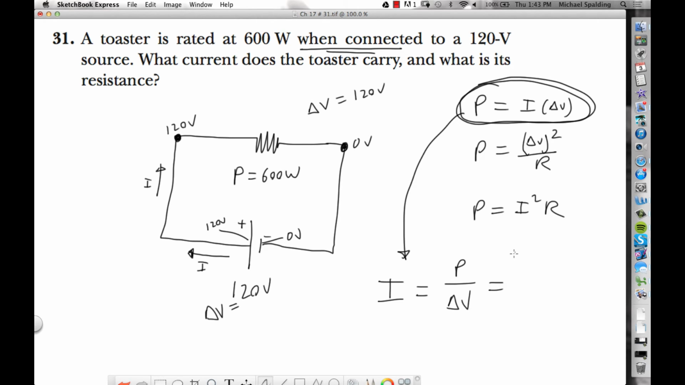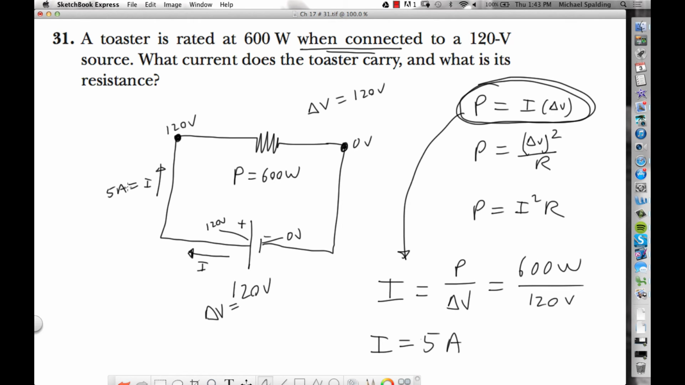So what's the power here? 600 watts. What's the delta V across that resistor? 120. So what is that? That's going to simplify down to, what's 60 over 12? 5. That's going to be 5 amps. So we now know what the current is. The current is 5 amps.